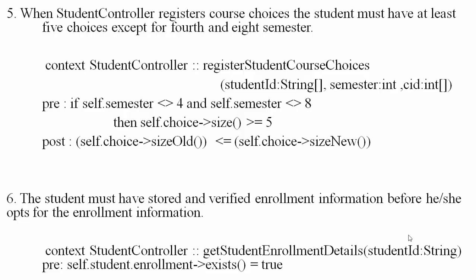enrollment information. So student controller context will be chosen, and get student enrollment detail method will be chosen, and a precondition should be information of that student should exist. So exist method should be true.